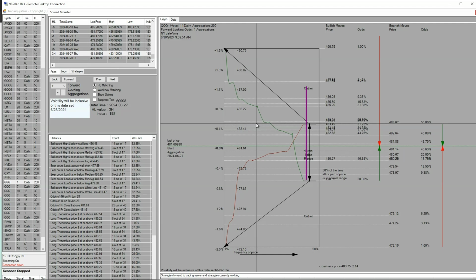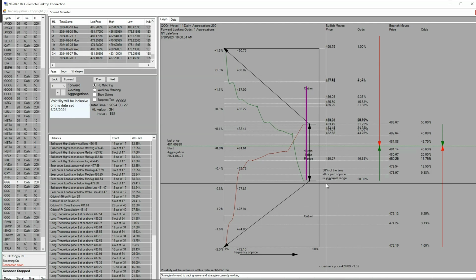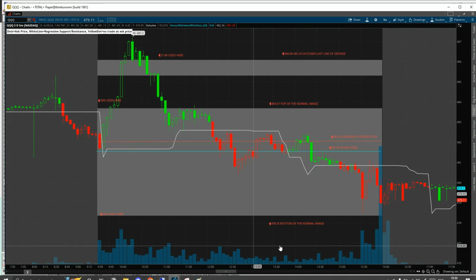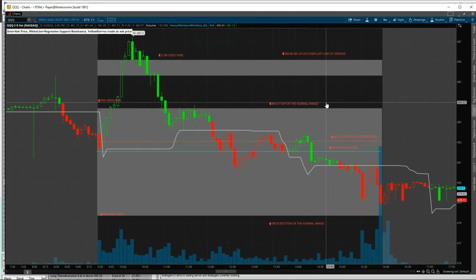Now first of all, starting out with the normal price range, you see the 50% odds right here and 50% odds right here. That marks out the normal price range. We actually have that plotted out on our TOS charts. There you go. Now you must be seeing this normal price range, and you must be wondering how I can use it.